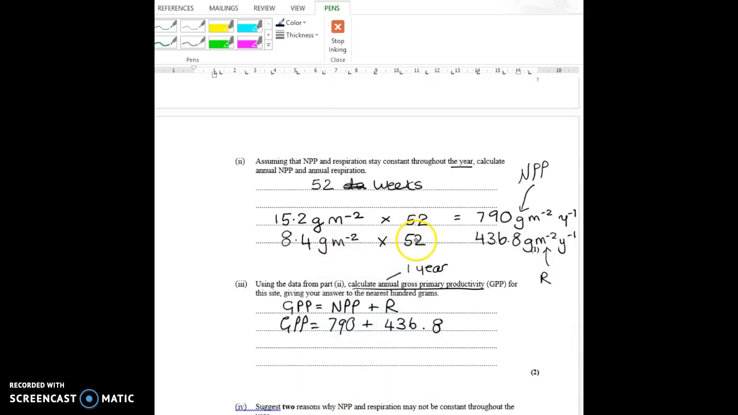One, 226.8. And again, do not forget your units. There are 2 marks down here. You will lose a whole mark for not putting in your grams. It's grams of carbon per meter squared per year.